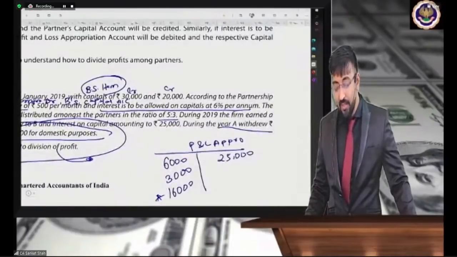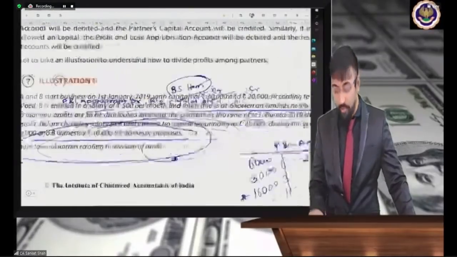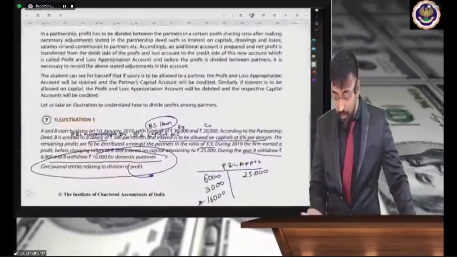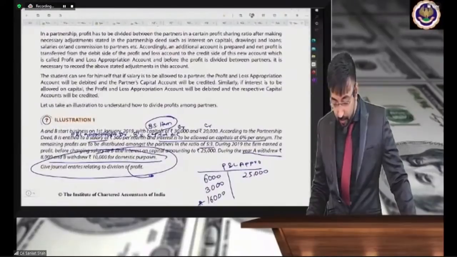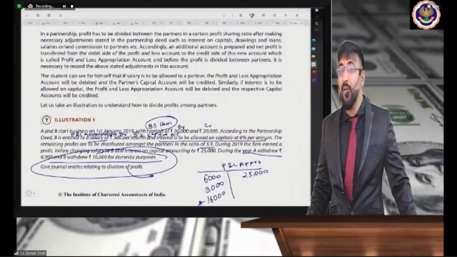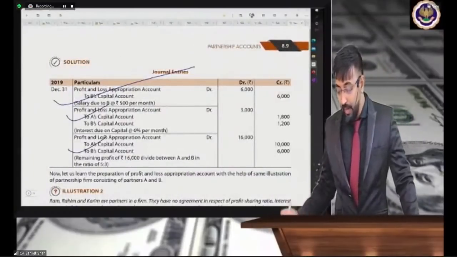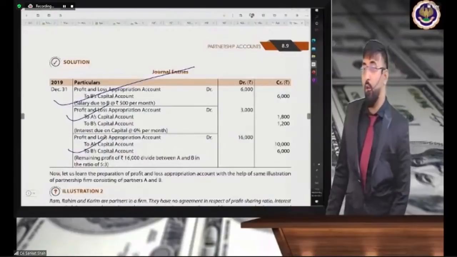25,000 minus 6,000 minus 3,000. This is 16,000. And that 16,000 you are going to divide in the partners profit sharing ratio. So what is the profit sharing ratio, beta? 5:3. So 16,000 will divide by 8 into 5 is equal to and 3 is equal to. So what is the amount? 10,000 and 6,000. Now everyone got the logic of this entry.